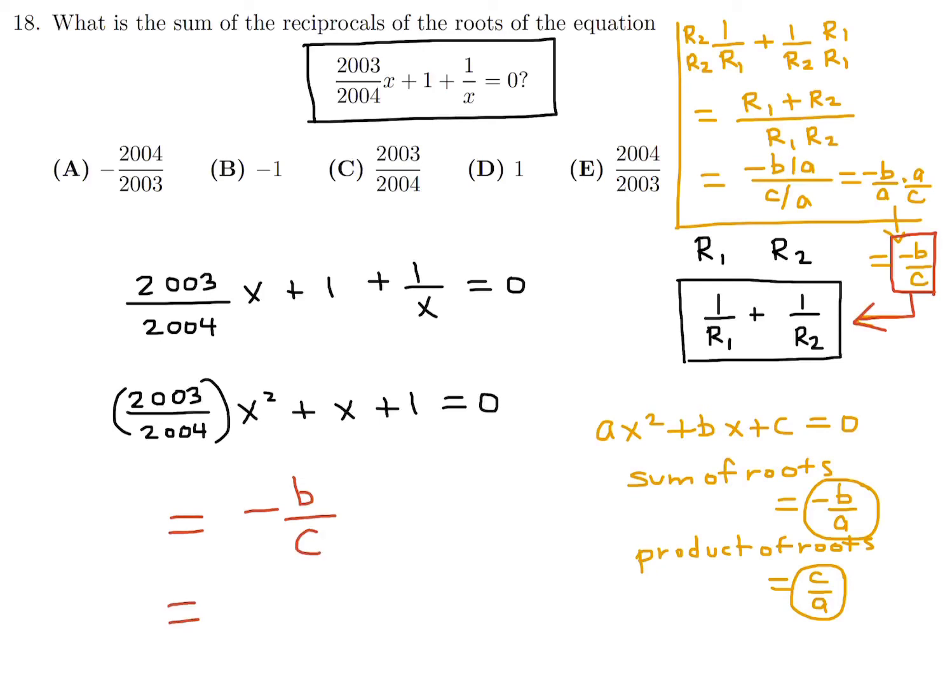What's b in our case? b is the coefficient right here. In our case, that's 1. And then what's c? Well, c is right here. 1. There you go. Negative 1 over 1, which is negative 1. Done. Now, the long way would take significantly longer, and as you always know, on math contests, you are limited for time. So 18, the answer is B.